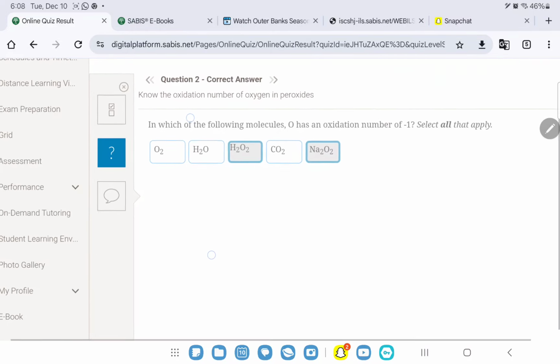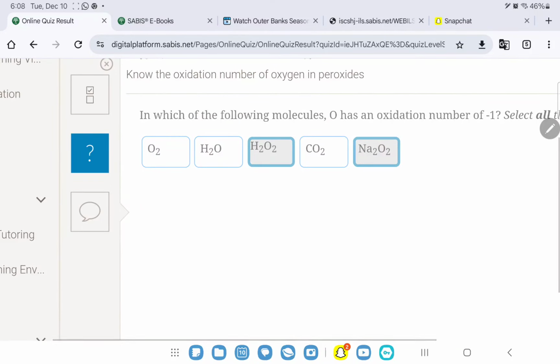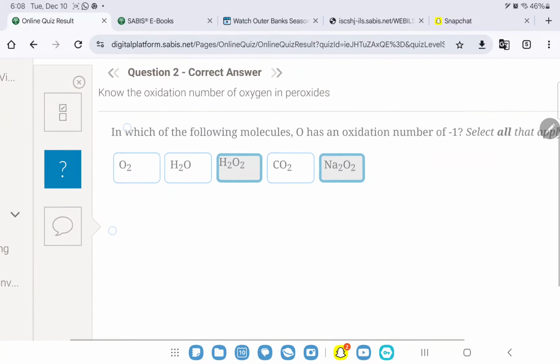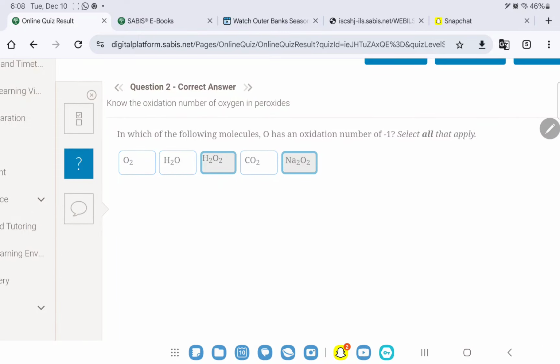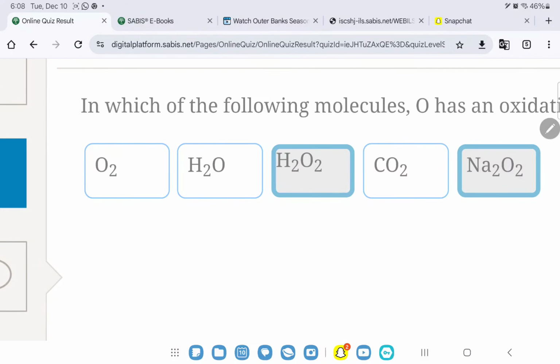In which of the following molecules does O have an oxidation number of -1? For this, we need to calculate for O. So let's start. Here we have O2. This is an element. We said last week that elements always have an oxidation number of 0. Let's go here. H2O. Now let's forget the fact that we know O is usually -2, and let's actually solve for it. So we know H is +1.